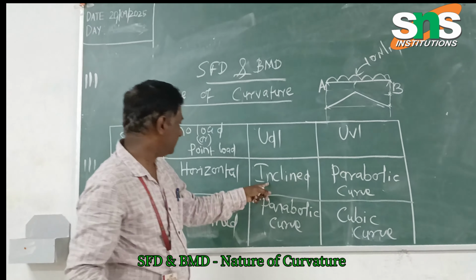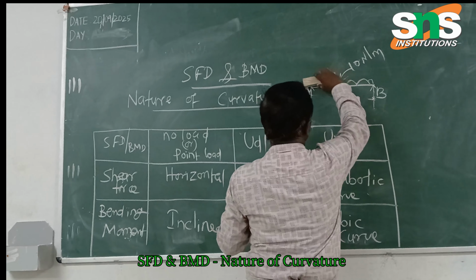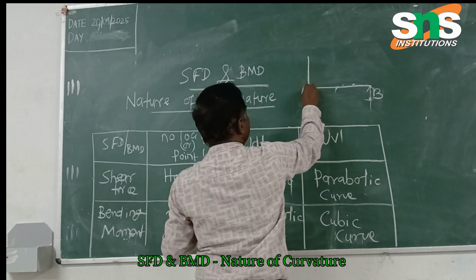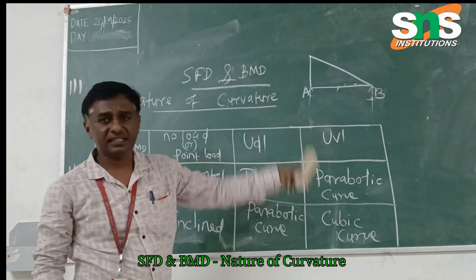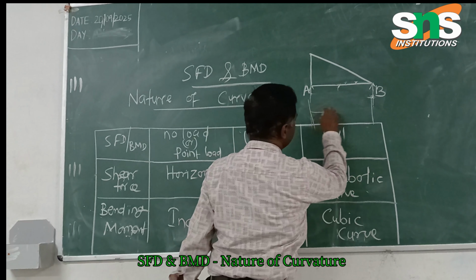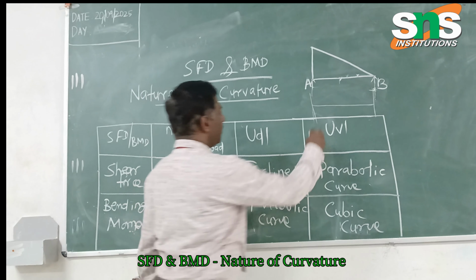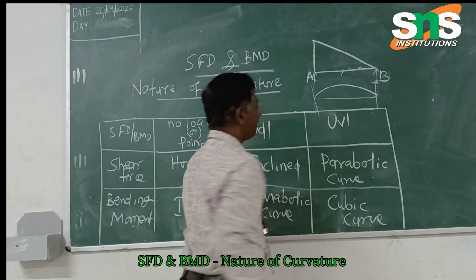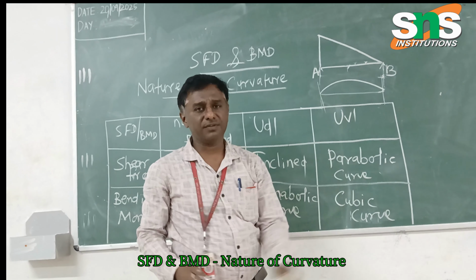Okay, then if it is a UVL, uniformly varying load, it will be like this, a triangle shape. It is a downward force. Then the shear force will follow a parabolic curve. Y square is equal to 4ax, what we have studied earlier. So it follows that curvature.